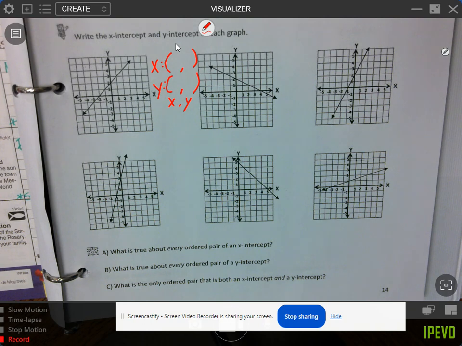Fiona, what do you think the x-intercept is? (-2, 0). Because if it's the x-intercept, that y has to be at 0.